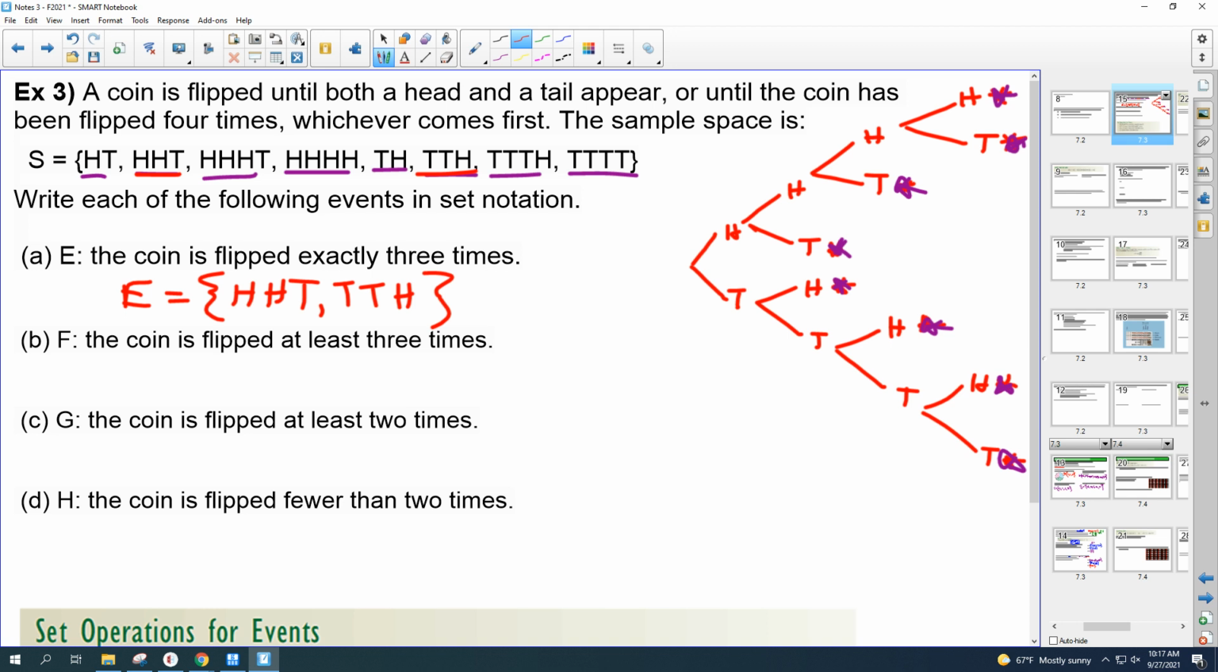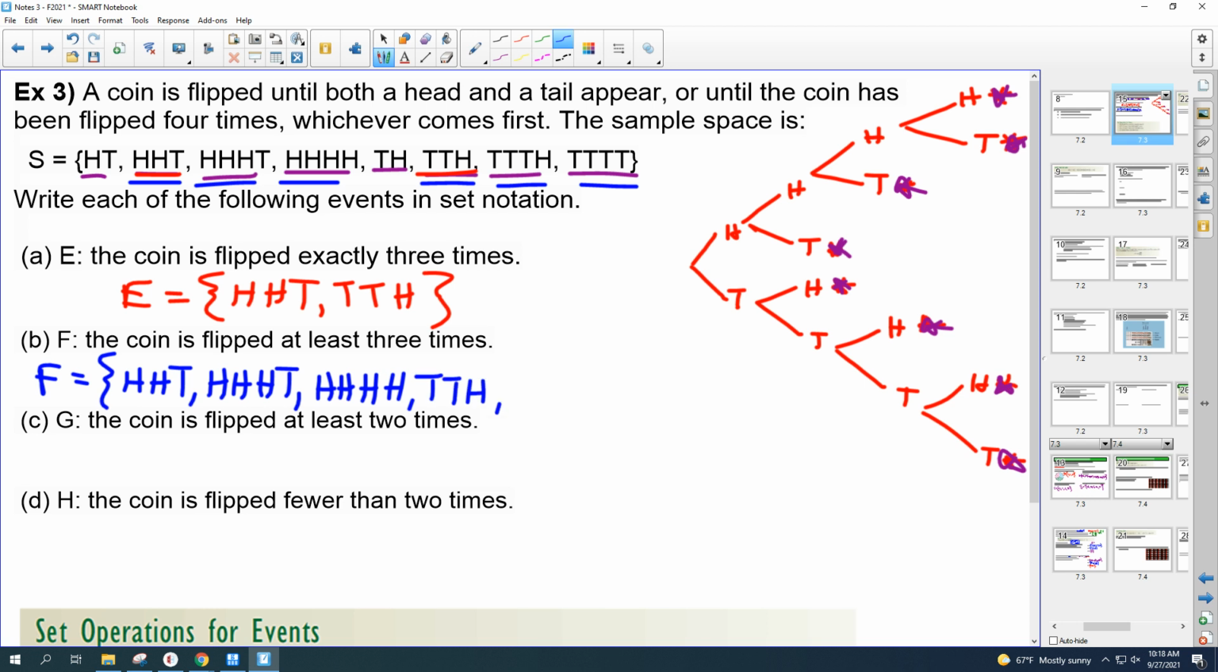F, the coin is flipped at least 3 times. Well, at least 3 times, it's going to be this one, this one, this one, this one, this one, this one. I see 6 items. So F equals HHT and the rest of those 6 items. Do you think it matters what order those things are written in? Not really. Imagine putting them in a box, shake up the box, mix them all up. It doesn't really matter as long as you've got those 6 items.